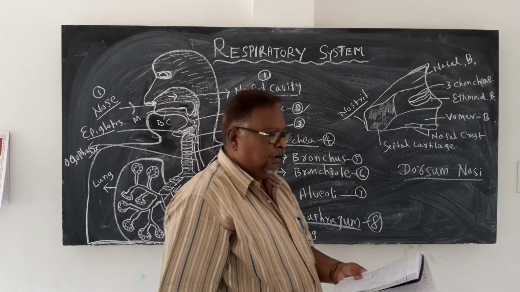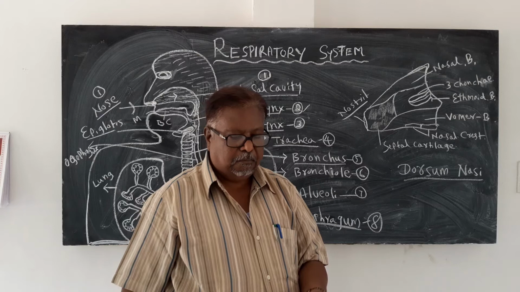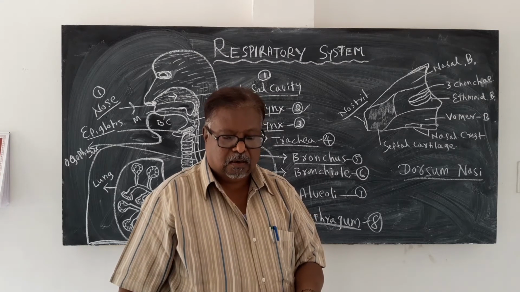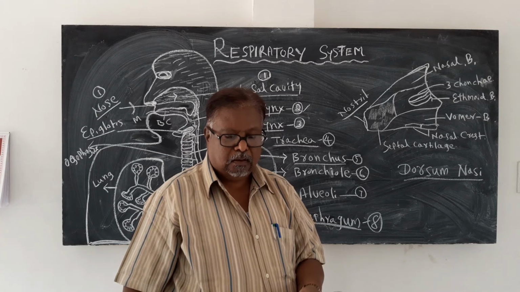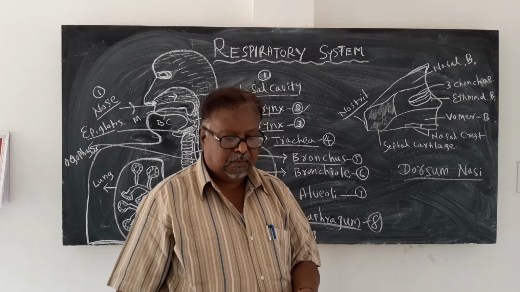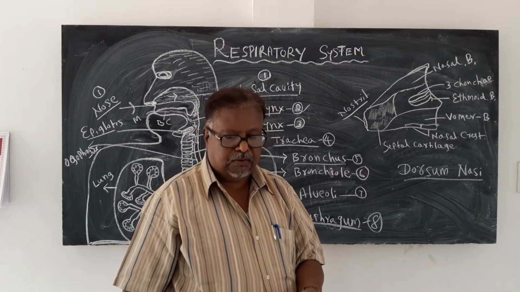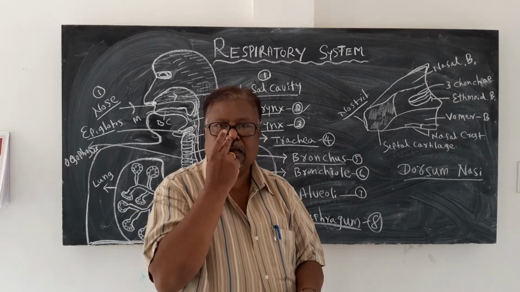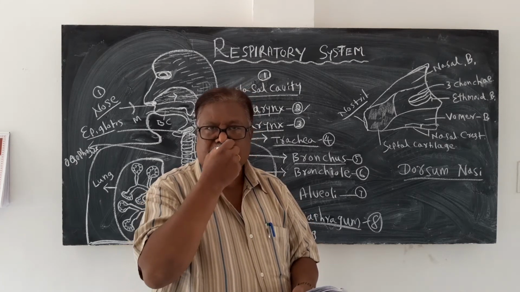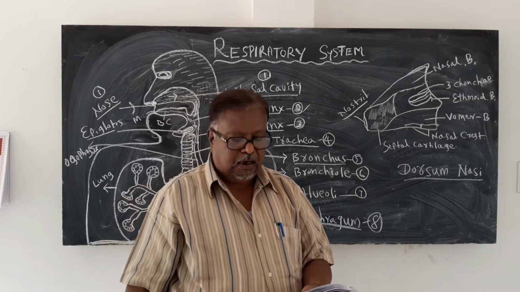So the internal nares. The nasal cavity is divided into right and left halves by the nasal septum. So there is a septum in between, which is formed anteriorly by septal cartilage and is flexible, and can be felt by touching with fingers. You can touch it with your fingers and feel that it is a cartilage. At the anterior side of the septum there is cartilage, and you can feel that with your finger.